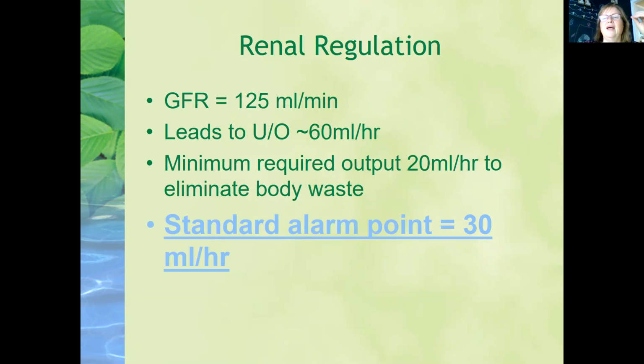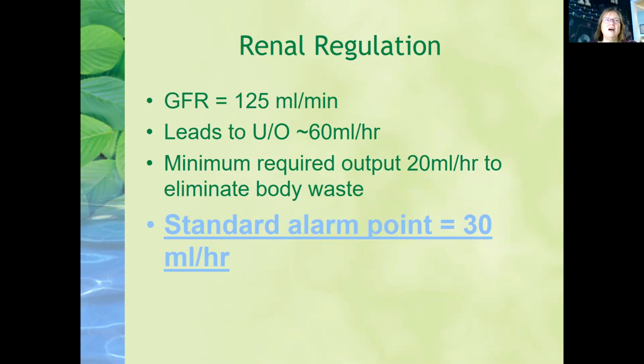But the minimum required output is actually 20 mils per hour. And that's required to eliminate the amount of body waste that we have. So urine is necessary because we don't just pass water, but we actually eliminate waste. The way our feces or our stool eliminates byproducts of nutrition through our GI system, we also use our renal system to eliminate waste. So we need minimally 20 mils of urine per hour to eliminate necessary body waste, or they build up in our system, right? We end up with a buildup of waste. So do we wait until somebody has 20 mils per hour to seek assistance? We don't, because then we've reached a critical threshold.